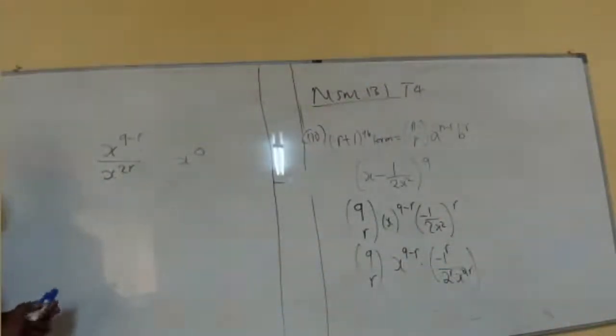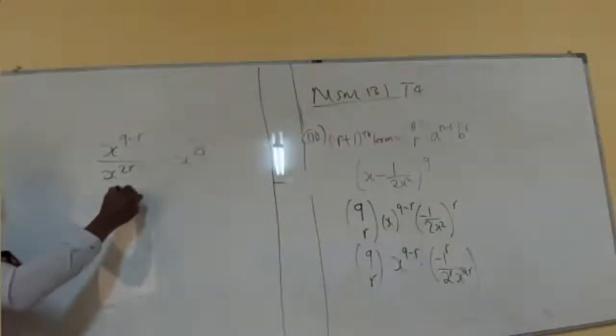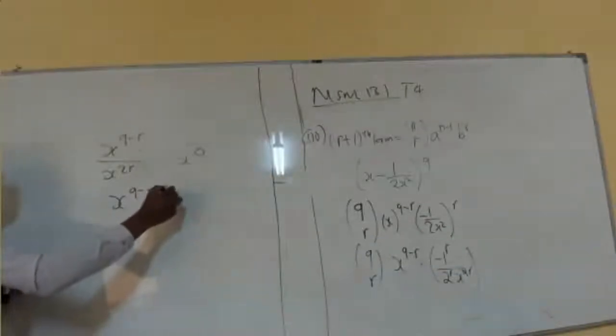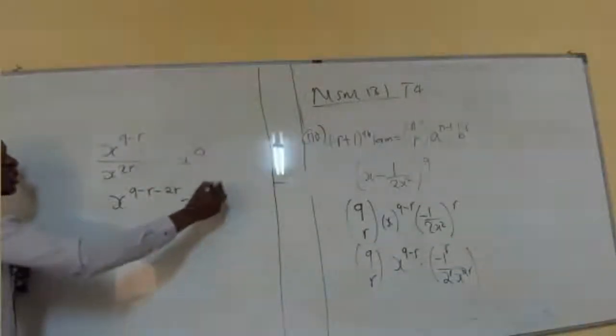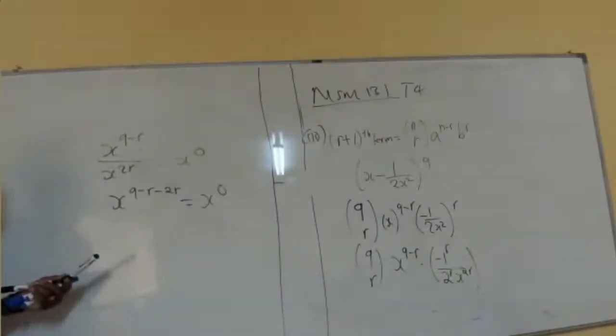Right? So division of the same bases is the same as subtraction of powers. So we have x to the power 9 minus r minus 2r is equal to x to the power 0. So it should give us x to the power 0. Right? So that should be the end result of what we have.